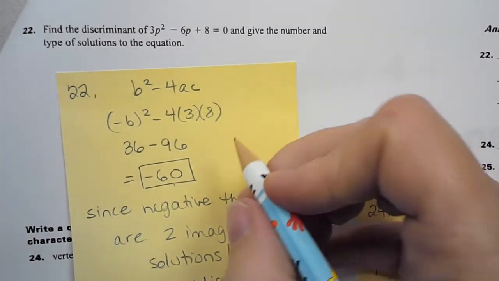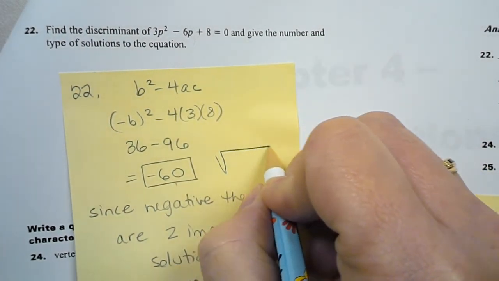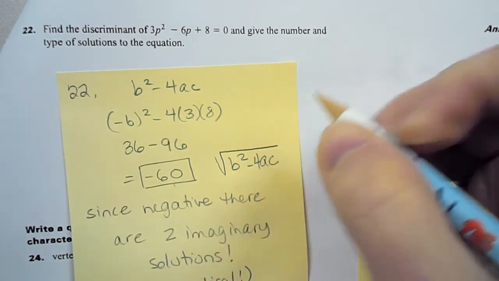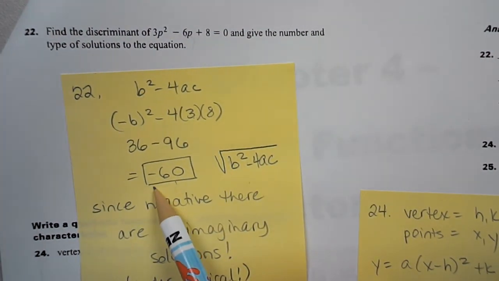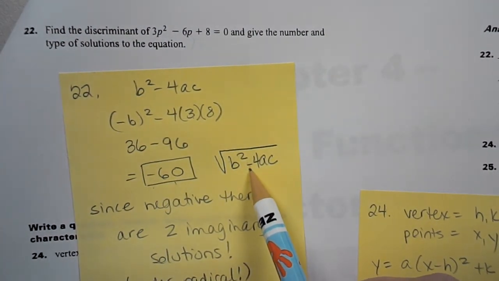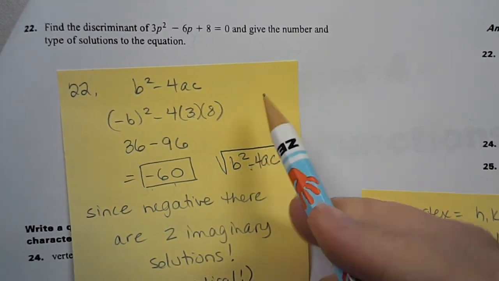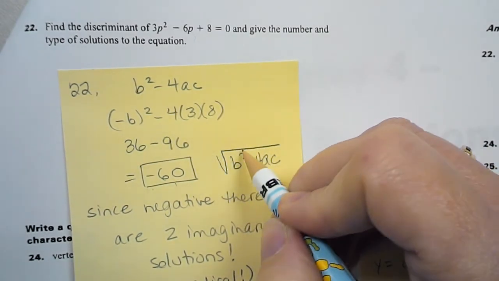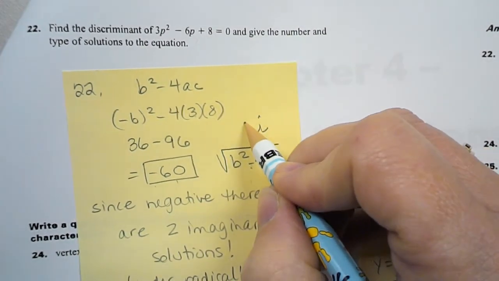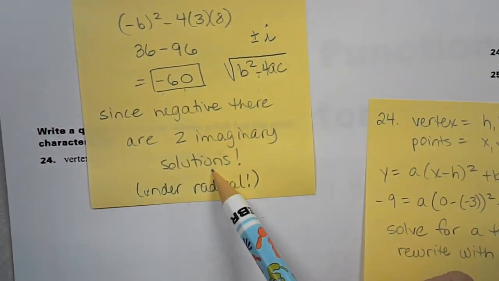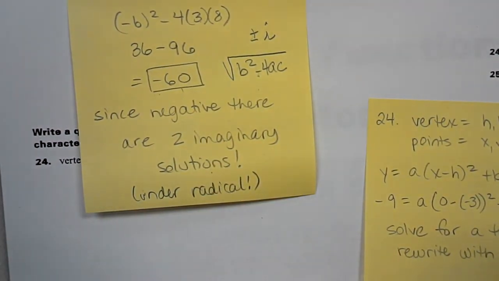What do we know about the discriminant? The discriminant is the thing that ends up being under the radical when you're doing the quadratic formula. So if I have a negative number under the radical, what does that tell me about my solutions? Since it's negative, I'm going to end up getting plus or minus something i. That tells me that there are 2 imaginary solutions.